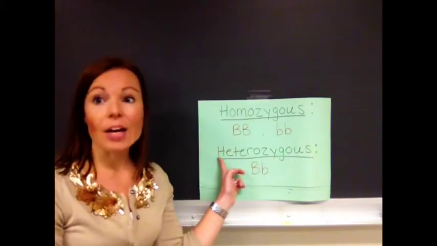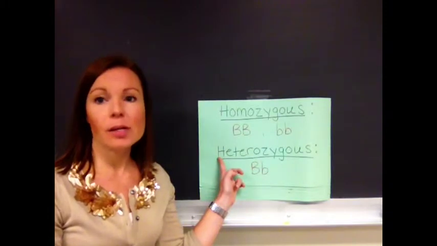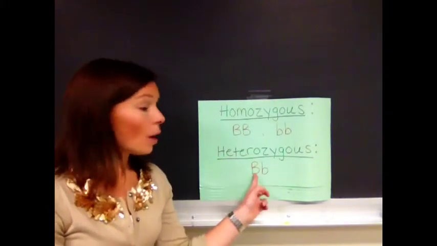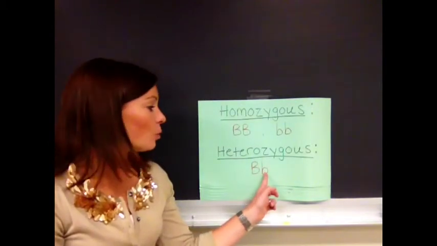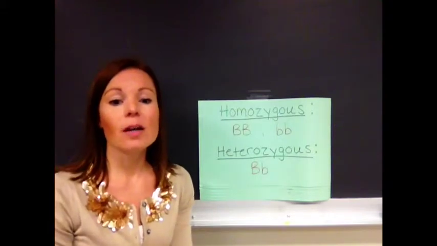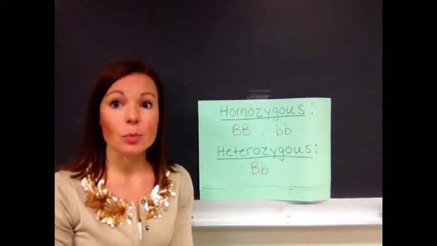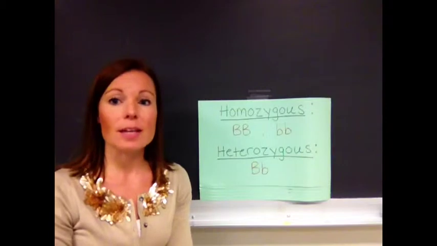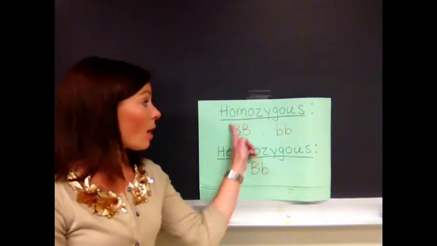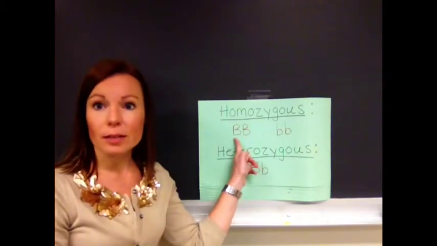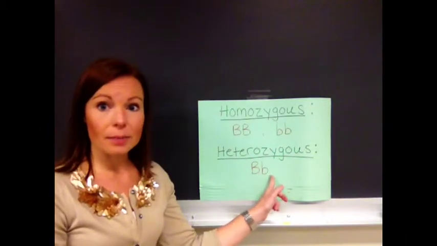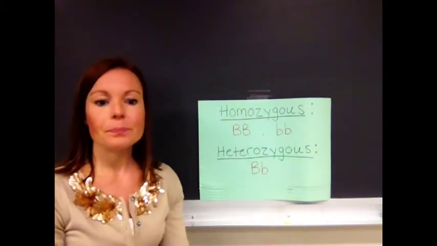This shows a heterozygous genotype. If someone is heterozygous, that means that they have one dominant allele and one recessive allele. In general, dominant alleles are represented with a capital letter and recessive alleles are represented with a lowercase letter. Therefore, this shows two dominant alleles, two recessive alleles, and one dominant and one recessive allele.